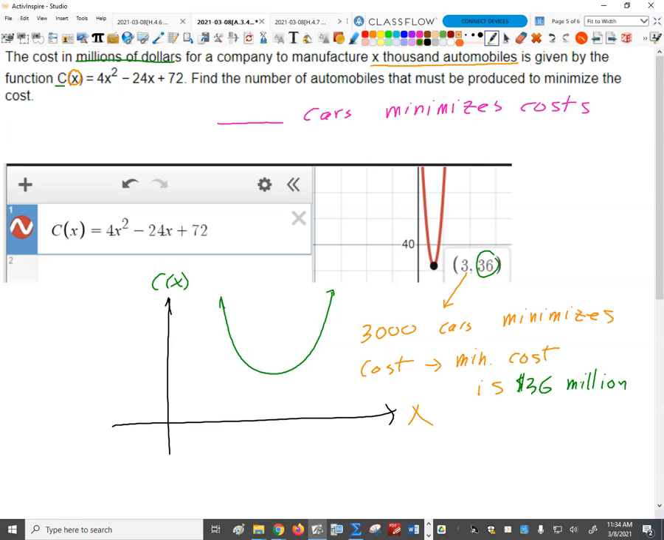So the answer actually isn't 36. The answer is 3,000. They wanted to know how many cars should we produce to minimize costs. They never actually asked us what the minimum costs were. They just wanted to know how many cars should we build? 3,000, right? Because that's the input value. That's the value of H, the X coordinate of the vertex. Everybody get that? Okay. All right.